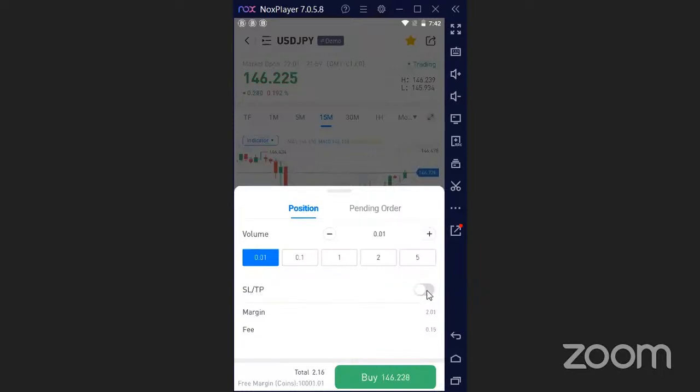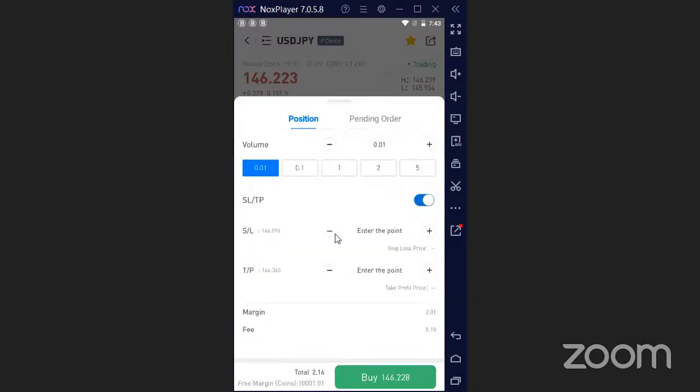So what you want to do now is, on your far right here, click this button. When you click the button, it's going to bring up these boxes. This is where you can enter the numbers that we already wrote out. Okay, so look at this. It says enter the point.